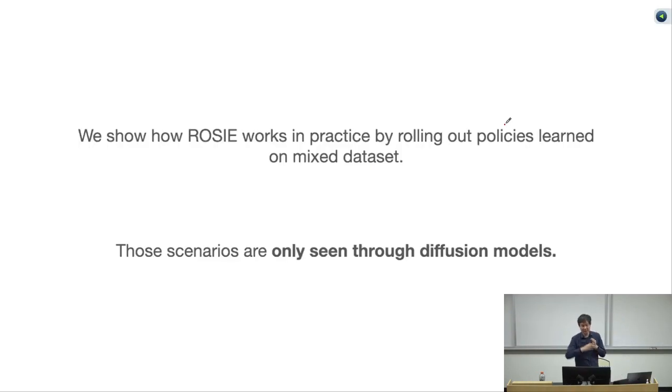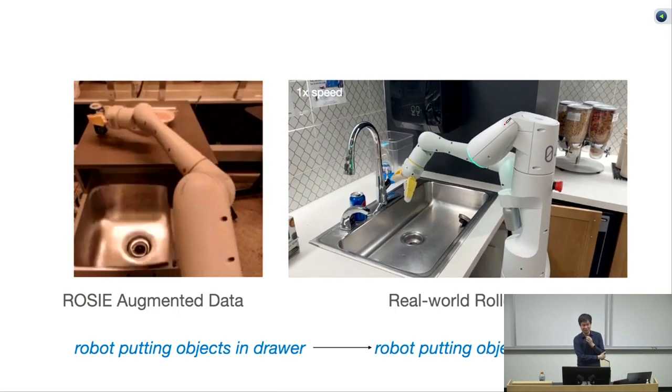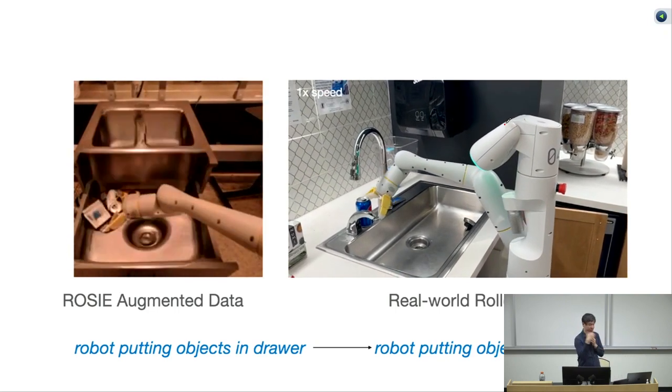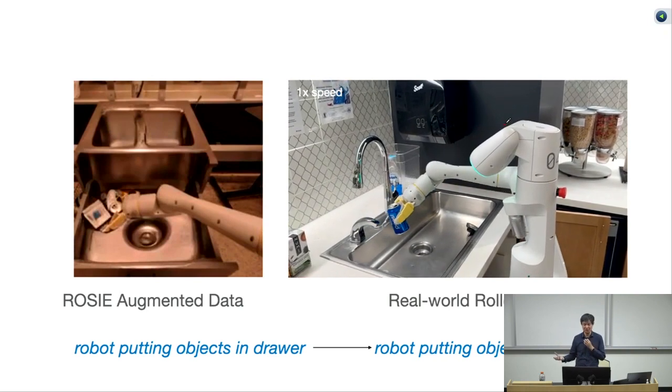Now we are going to show the entire system, how ROSIE works end-to-end in practice by rolling out policies learned on this augmented data set. Note that these scenarios were only imagined through the diffusion model. The robot has not collected data in these scenarios. One is to manipulate things in a kitchen sink. The robot has never seen a kitchen sink. It only sees an open drawer. But we replace that drawer with all kinds of different kitchen sinks. Then on the right, after it's trained on the mixture of this data, it can successfully perform manipulation tasks in kitchen sinks.